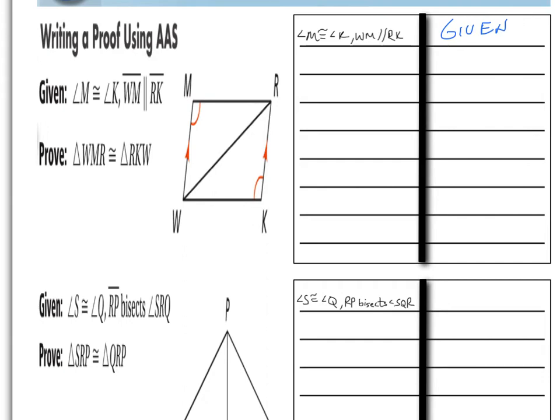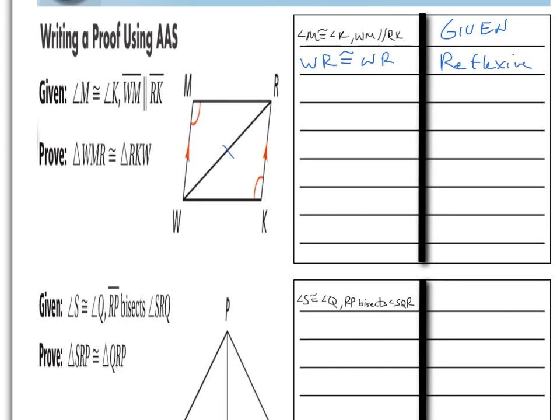Now, if you look at this picture, there's no way to prove that these sides are congruent, and there's no way to prove that these sides are congruent. So we need to figure out another angle first, and then look at the side, because we know right now that WR is congruent to WR by the reflexive property. So I already have a side. Now I need to figure out an angle.